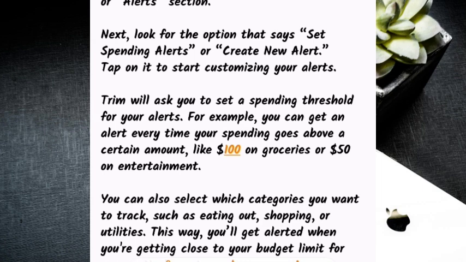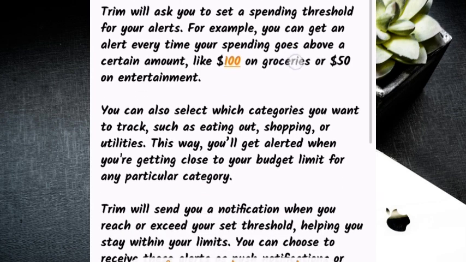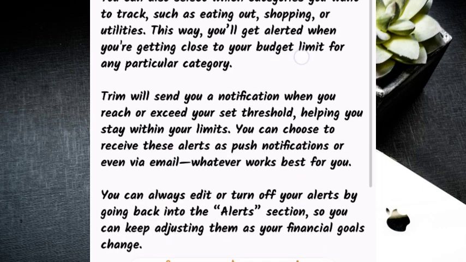You can also select which category you want to track, such as eating out, shopping, or utilities. And this way, you'll get alerted when you're getting close to your budget limit for any particular category. Trim will send you a notification when you reach or exceed your set threshold, which helps you to stay within your limits. You can choose to receive these alerts as push notifications or even emails, whatever works best for you.